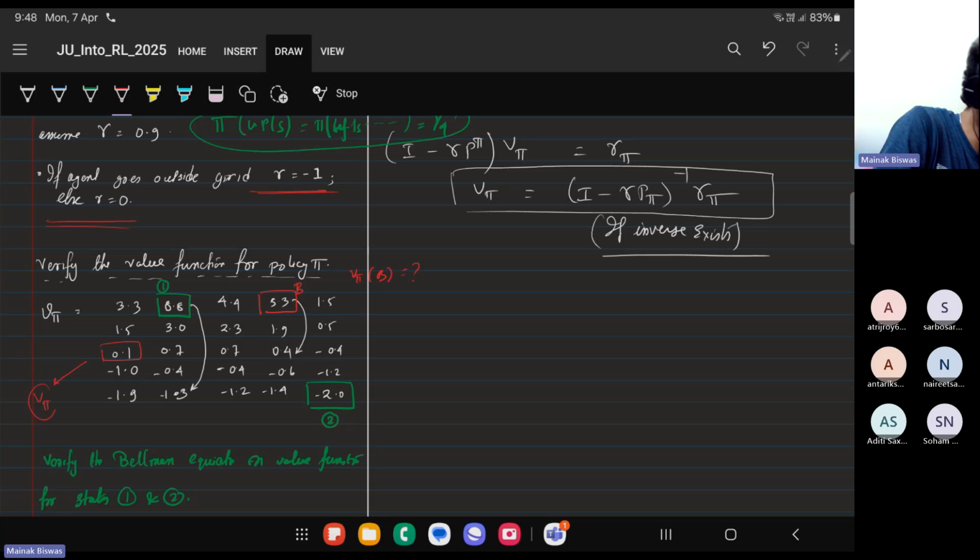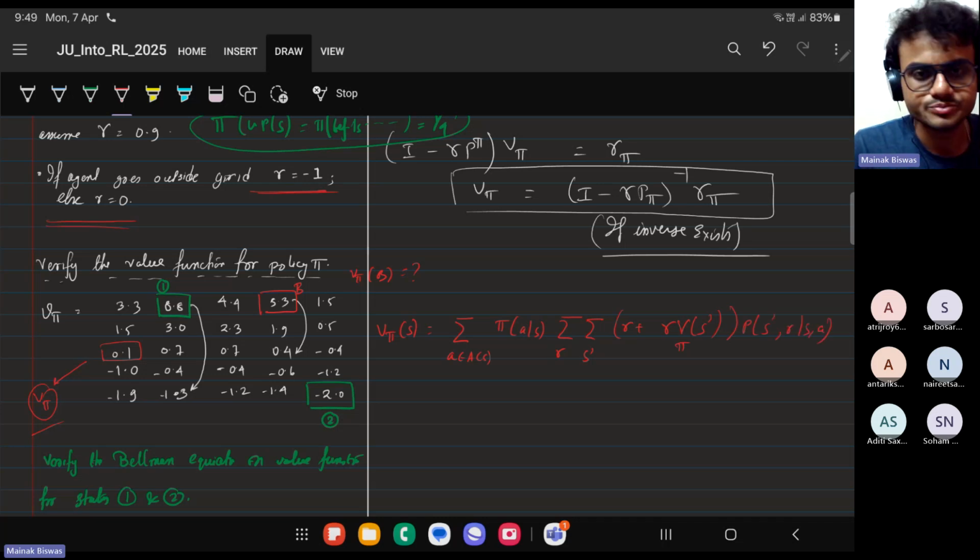What I'll try to do here is verify the Bellman equation. So let us try to verify the Bellman equation. What is the Bellman equation again? For a state s, summation over actions a in the state, pi of a given s, summation over r, summation over s prime, r plus gamma V pi of s prime, P of s prime, r given s, a. This is my equation.